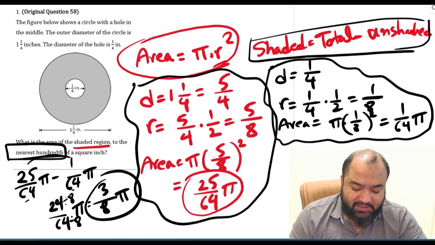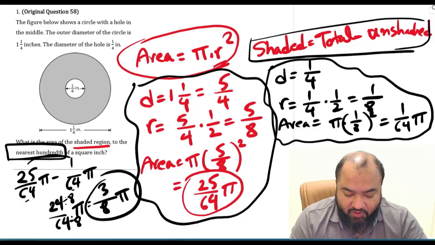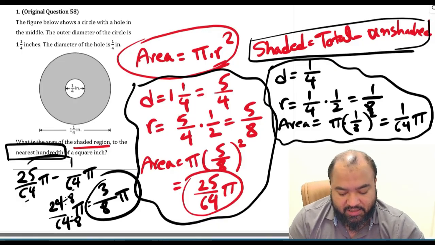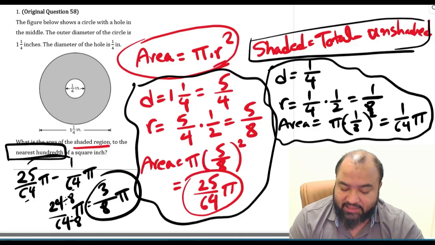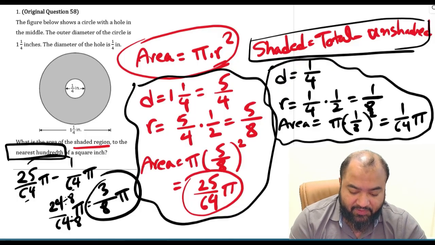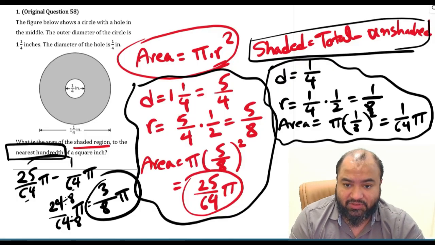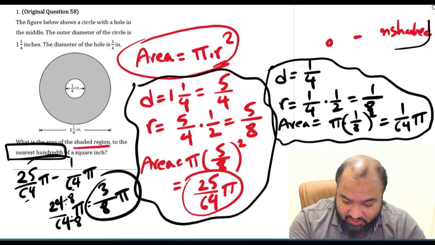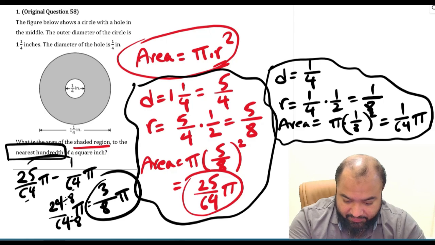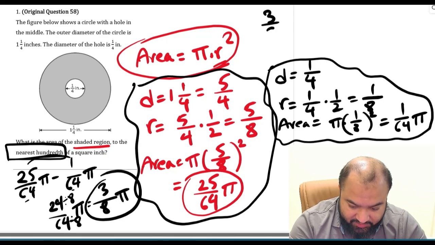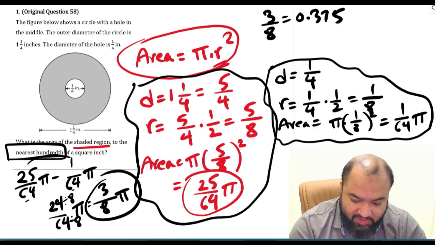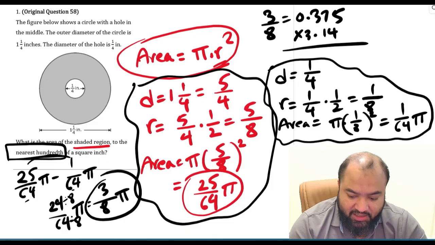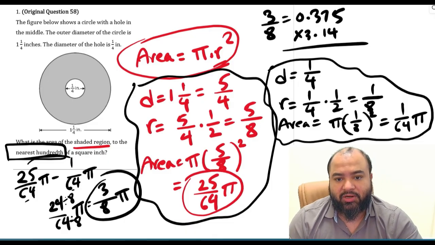Now the pi means 3.14. And the 3/8 means 0.375. You can divide the 3 by 8 and you see 0.375. So what I'm going to do is do it here on this corner. So 3/8, which is 0.375, times pi, which is 3.14.